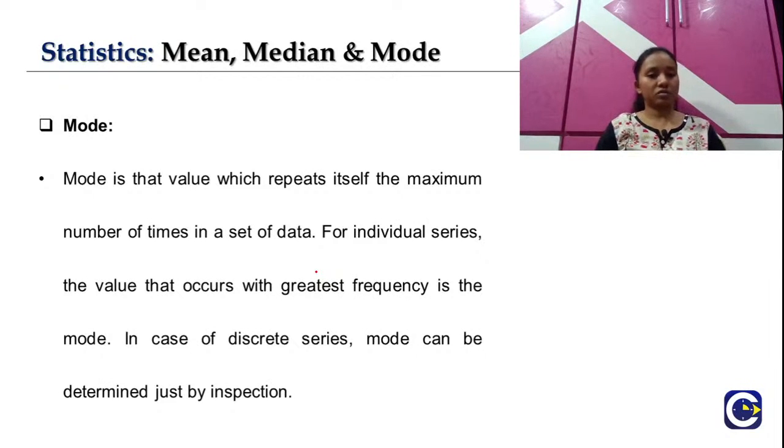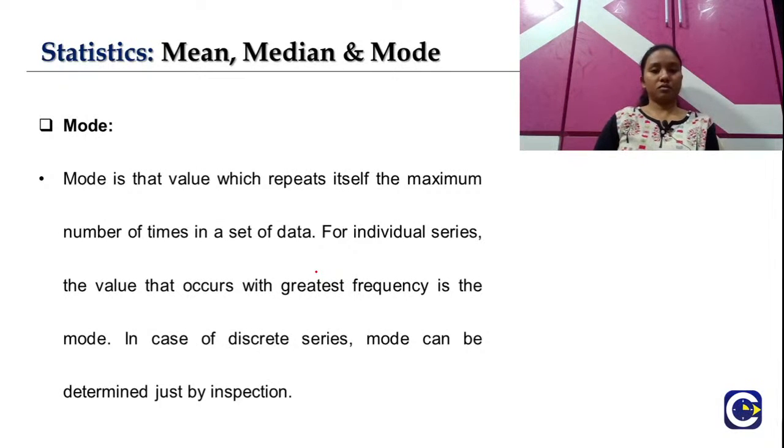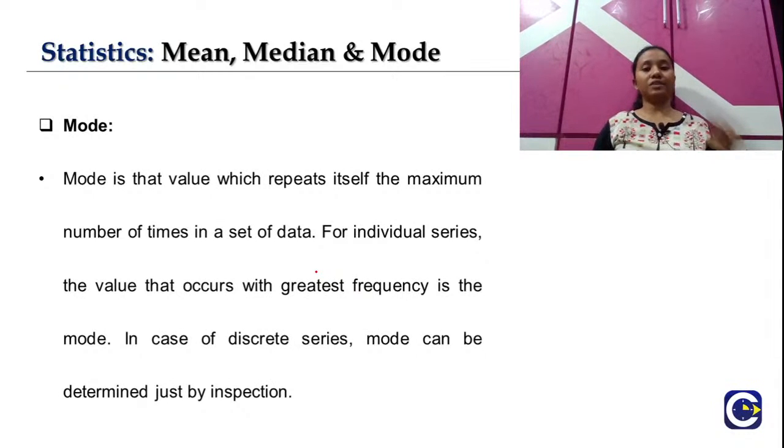Can anyone describe in your own words what is the definition of this mode in simple words? So come on guys, quickly. Okay, so as I have already defined this mode while discussing our introduction part.